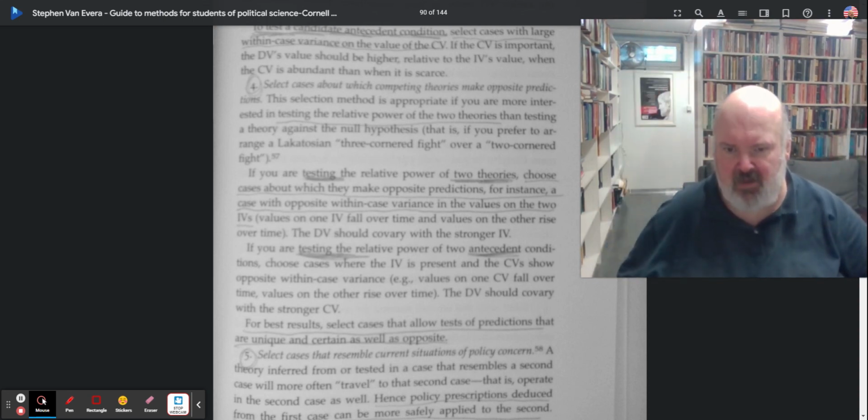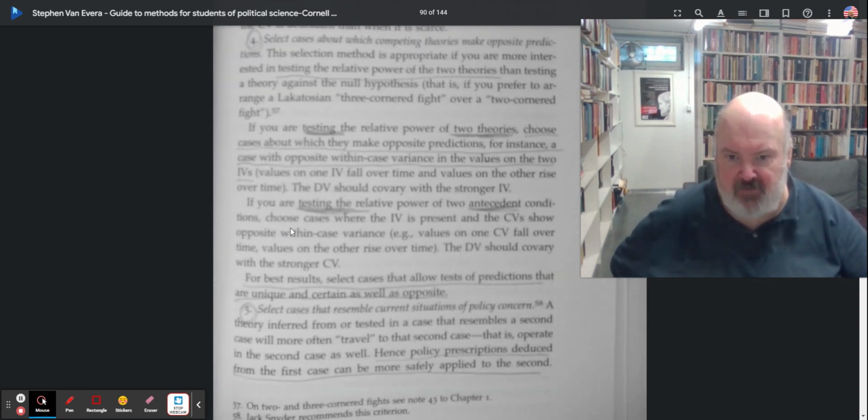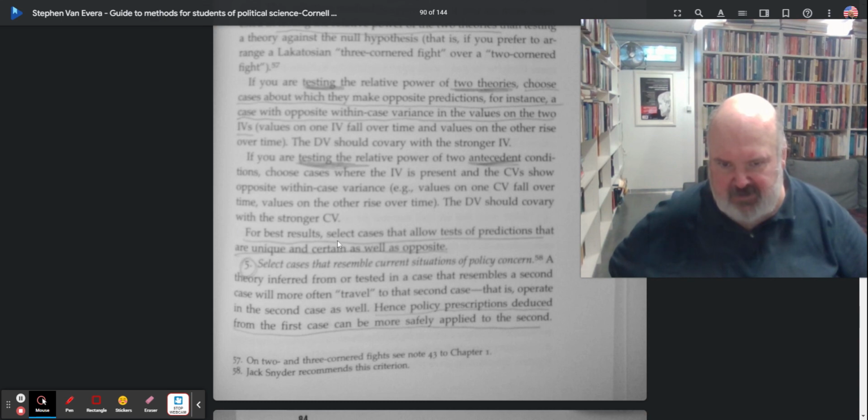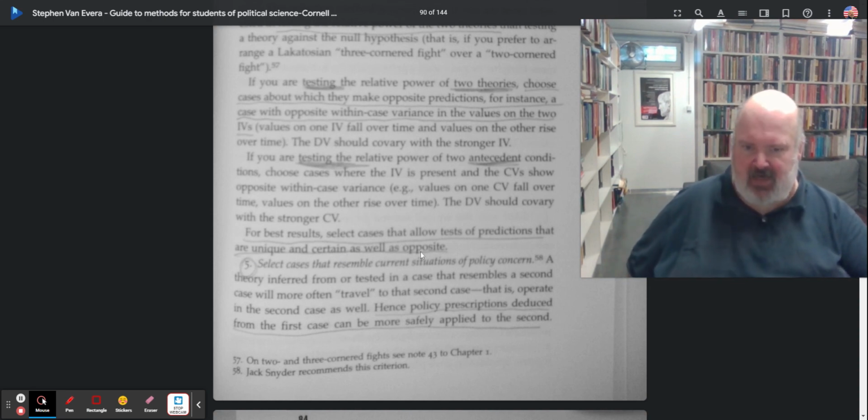If you're testing the relative power of two antecedent conditions, choose cases where the IV is present and the CV shows within-case variance. The values of one CV fall over time and the values of the other rise over time. The DV should covary with the stronger CV. For the best results, select cases that allow tests of predictions that are unique and certain as well as opposite. So not only opposite results, but also unique and certain results, right?